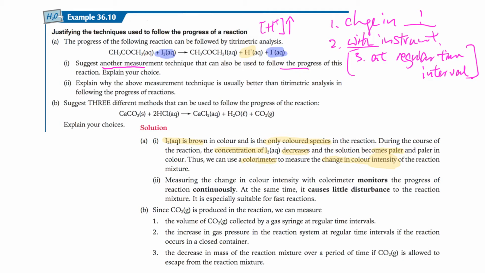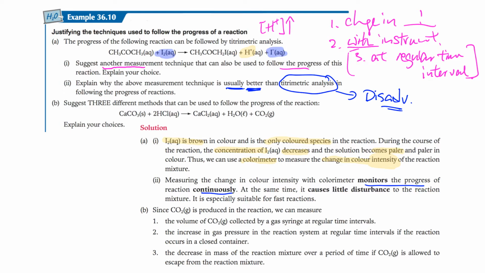Second one, explain why the above measurement technique is usually better. That means the one that you suggest is normally better. You just point out the disadvantages of titrimetric analysis. We've memorized a few of them, so you just reverse them, and that will be the advantage of the one above. So you can monitor the progress continuously. Remember, the disadvantage of titrimetric analysis is that you disturb the reaction, and every 2 minutes you take out some samples, so it is discontinuous. For this one, you say that monitoring color change is continuous. You just put the reaction mixture in the colorimeter.